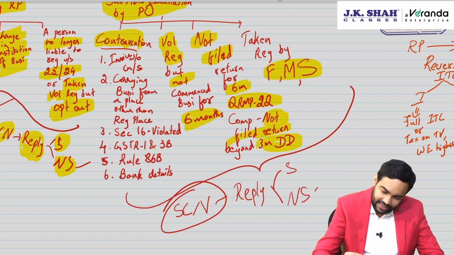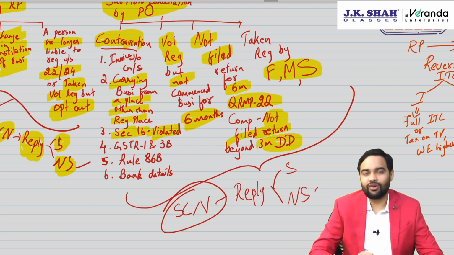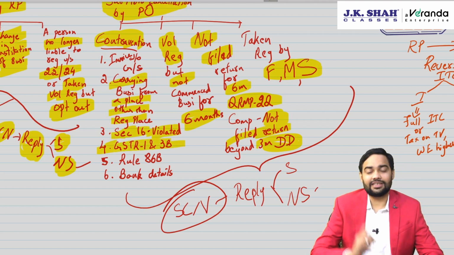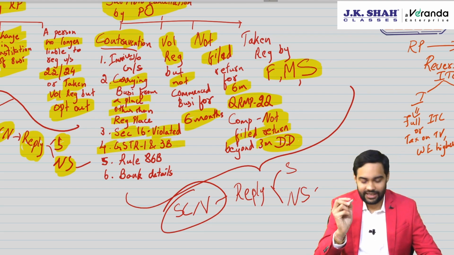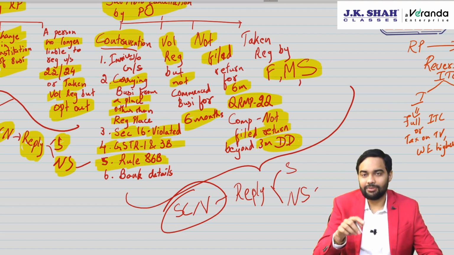Then carrying business from a place other than registered place, or section 16 violated. I have not followed section 16. Mismatch between 1 and 3B. Section 16 is all the conditions to avail ITC. Rule 86B violated, we will discuss in payment chapter.